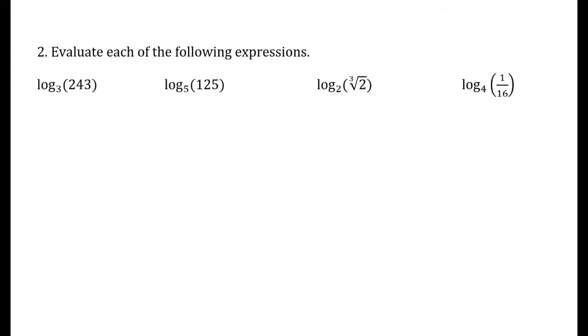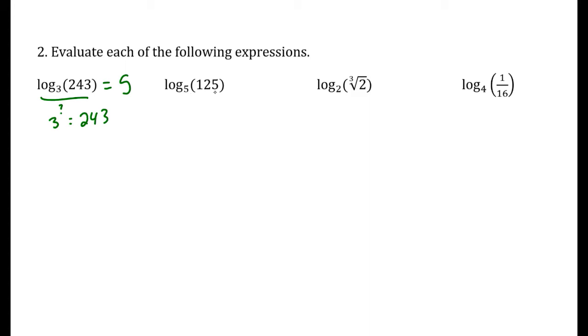Evaluate each of the following expressions. So we actually want to figure out what's the value of log base 3 of 243. Well, what this says is 3 to what power gives you 243? Maybe after some guess and check, you get 5. So log base 3 of 243 is the number 5. Logarithms are exponents. It's saying 3 to what power gives you 243.